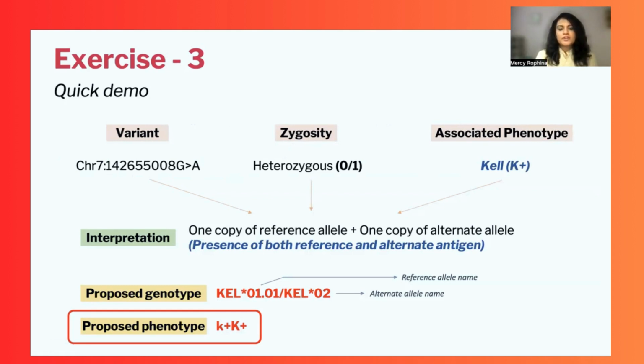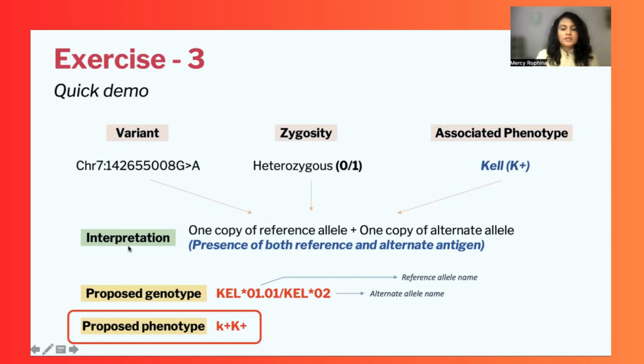Phenotype can be fetched from multiple places. Either the person can go and check in the ISBT resource, or they can go to the BGVAR resource, paste the variant, and then they can get the phenotype also. That is what we performed in our previous exercise. Exercise 1 was all about fetching the phenotype information of a variant.